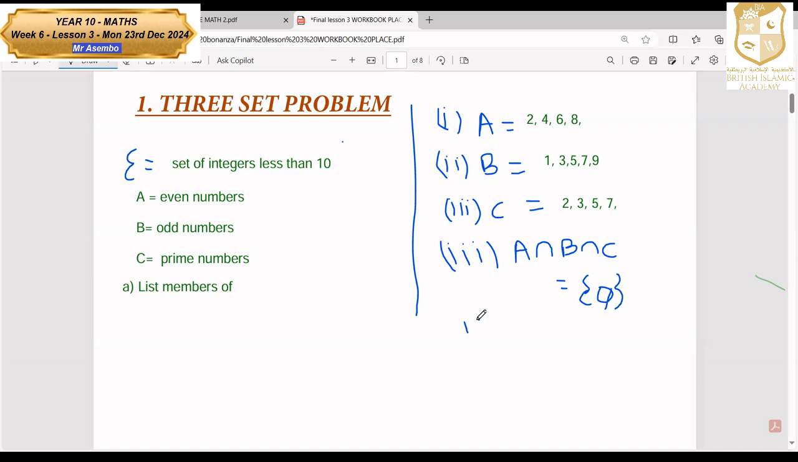Then Roman 4. Noor, do for us this one. A union B, then union C. What will be the members? I'm not sure. You're not sure? How do we get the union of sets first? How do we get the union of sets? I don't know.